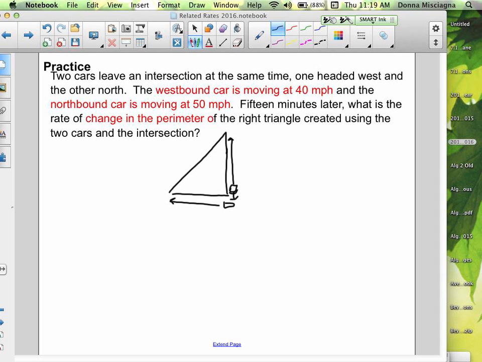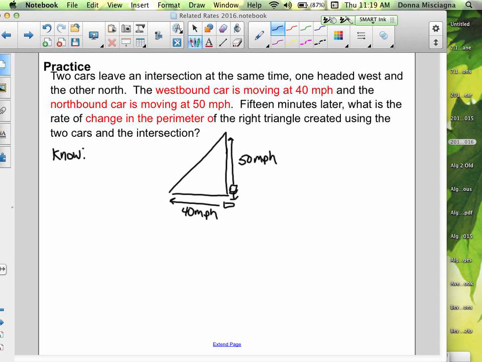The westbound car is moving at a rate of 40 miles per hour. The northbound car is moving at a rate of 50 miles per hour. 15 minutes later, what is the rate of change in the perimeter of the right triangle created using the two cars and the intersection?